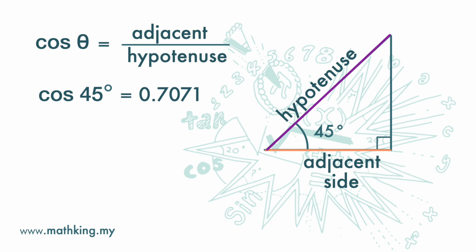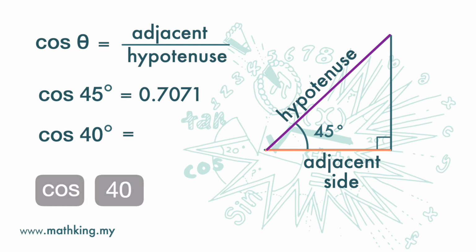Again, there is no need to memorize this value. These days, we can find out the values from a calculator. For example, if we want to find the value of cos 40 degrees, we just punch the following buttons in the calculator and we will get the value of cos 40 degrees. Cos 40 equal.